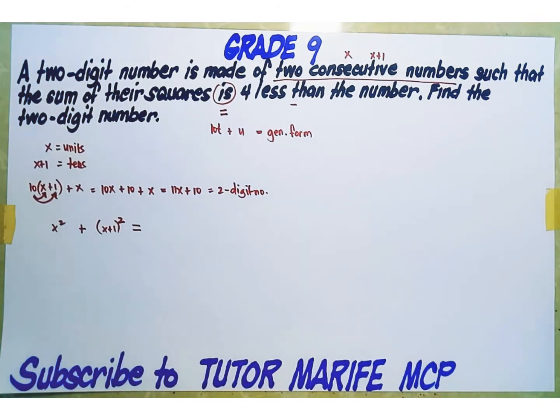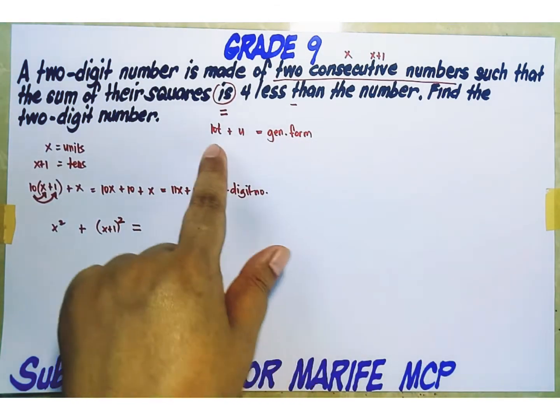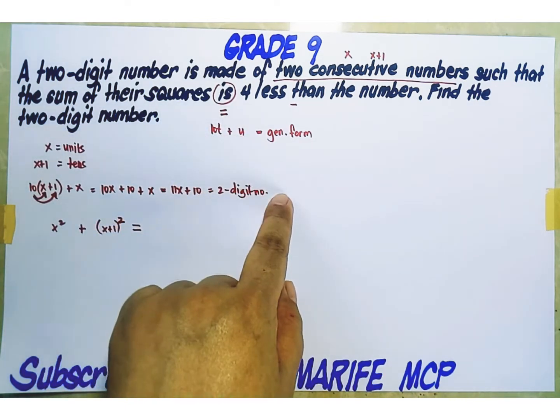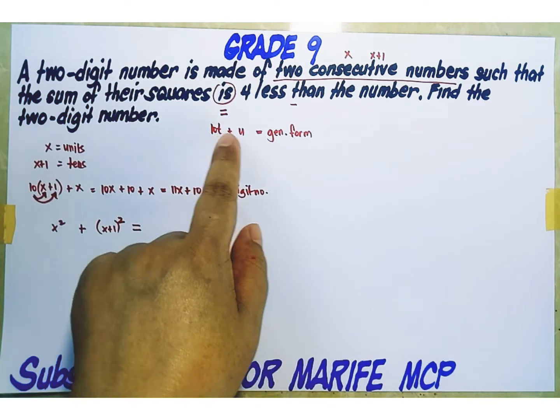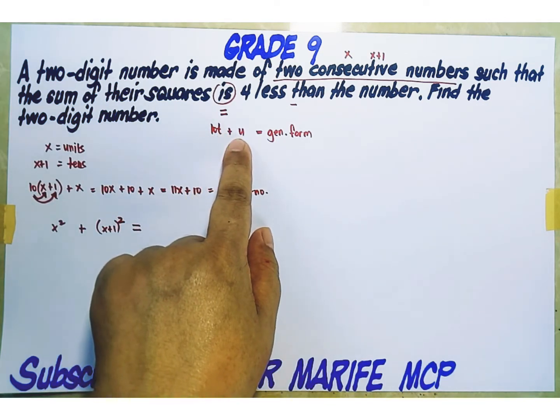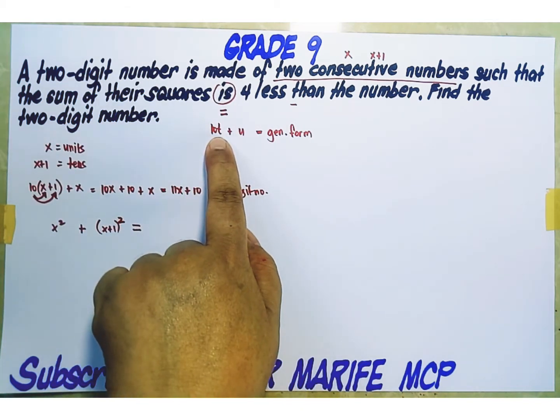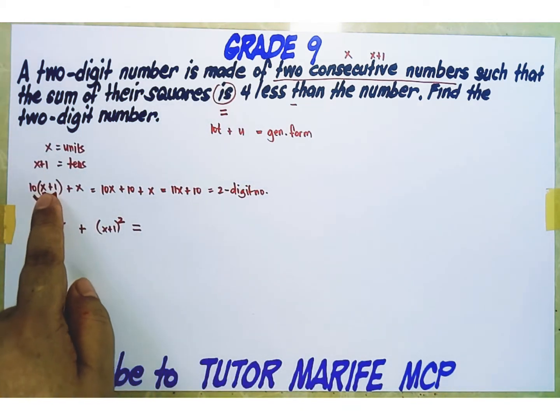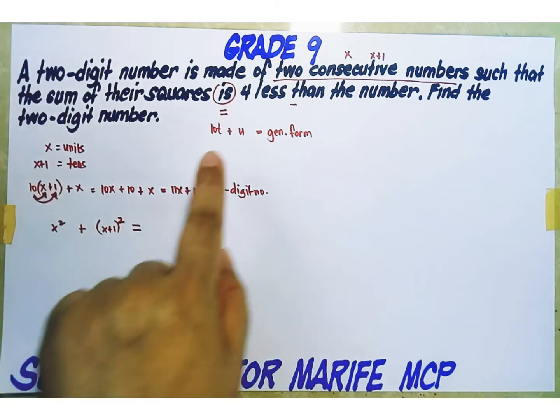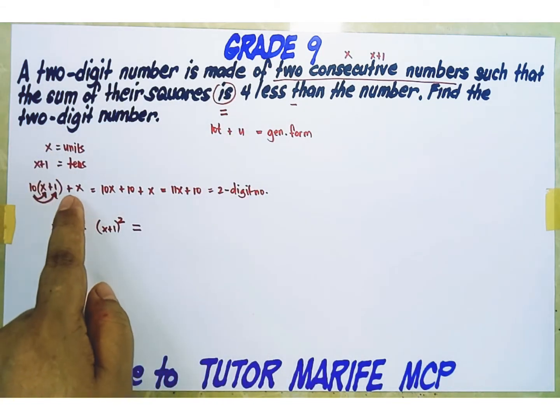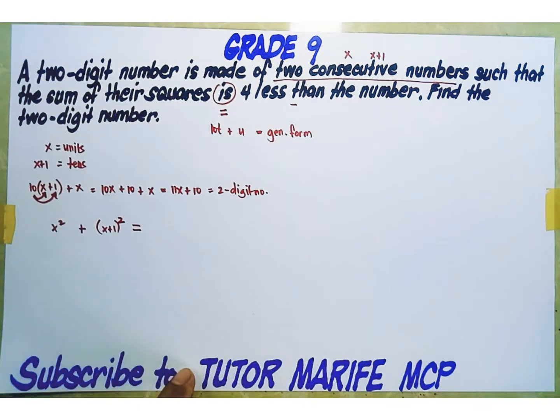Okay, next, let's use the general form of a two-digit number, 10t plus u, where t is the tens digit, u is the units digit. Following this form, let's replace t with the representation of the tens digit. It's x plus 1, so we now have 10 times the quantity x plus 1. Then replace u with the representation of the units digit, so we have plus x.